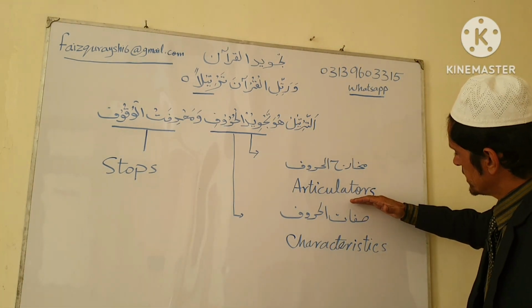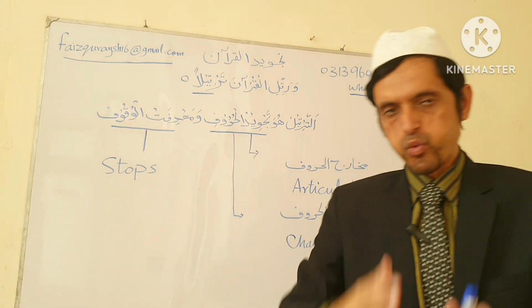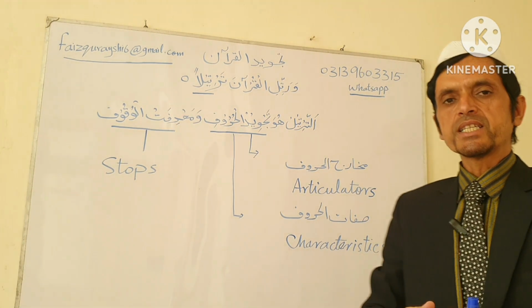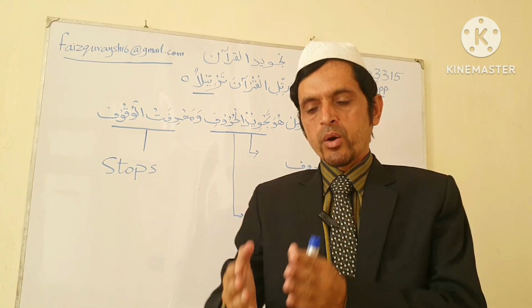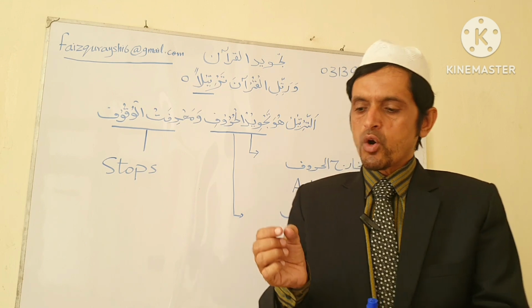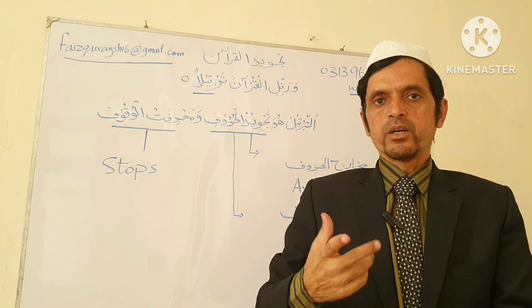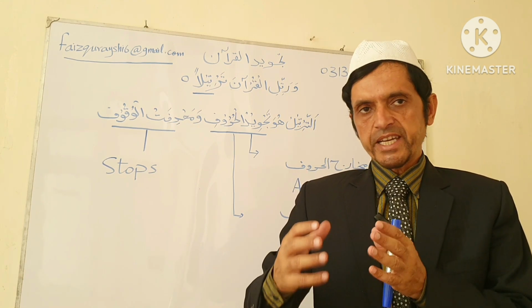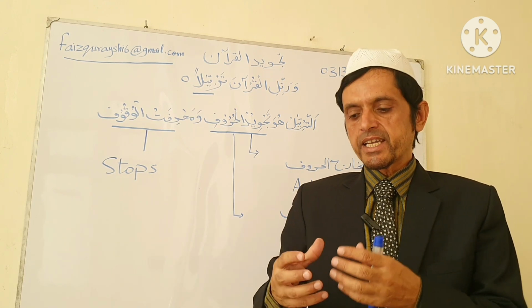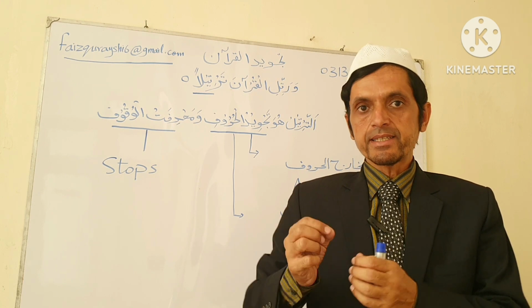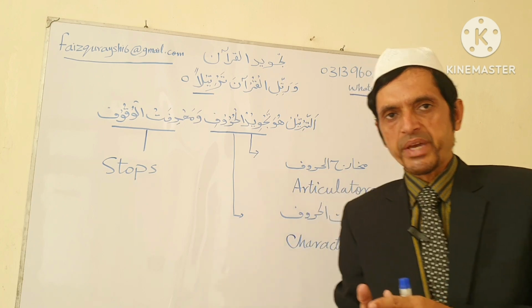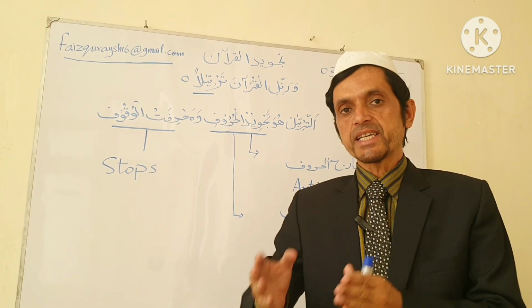And after that articulation point, we have Sifatul Huruf. It means characteristics. For example, when we say qaf, qaf has isti'ala, which is to speak it with the full mouth. Here you can say there is a density in your sound, qaf. And as compared to kaf, in kaf there is istifal.